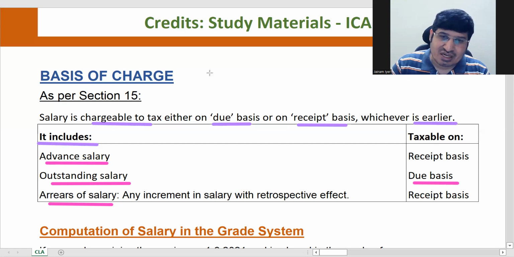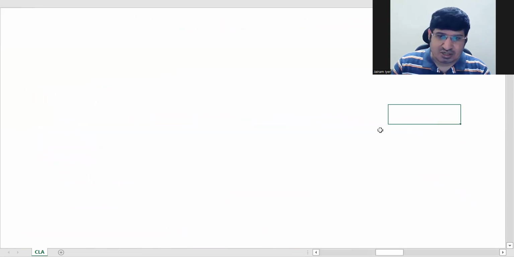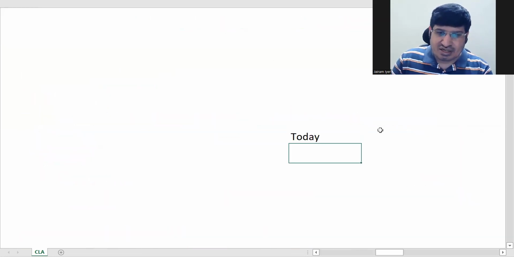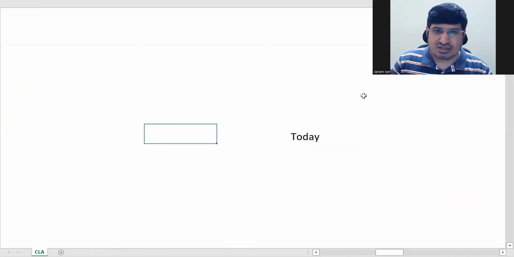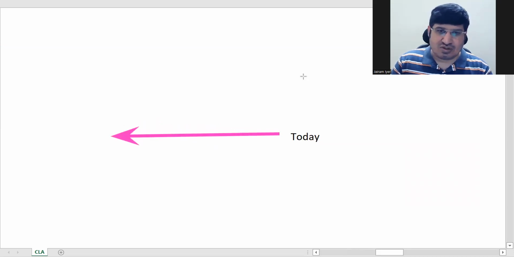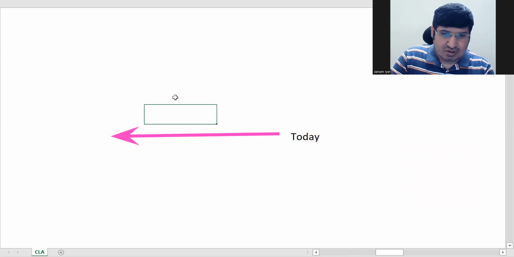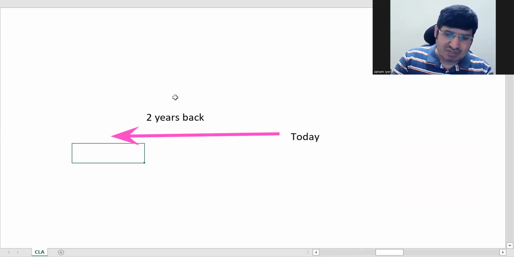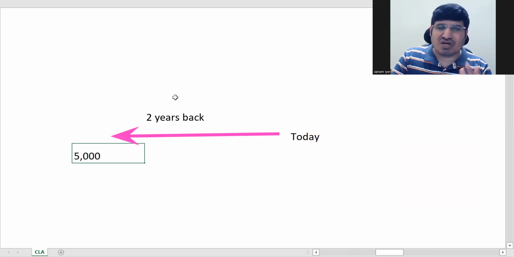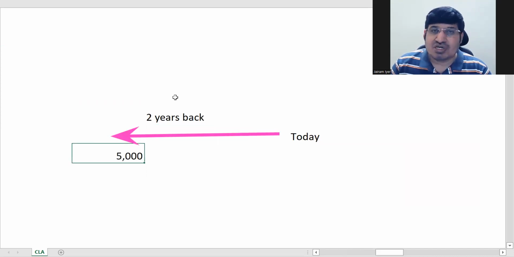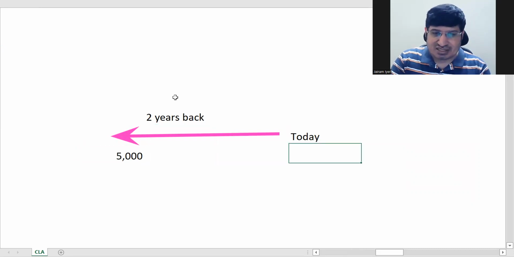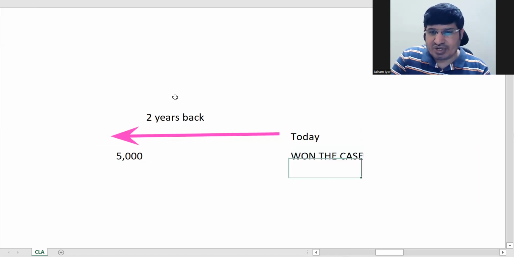Correct? So what I'm trying to say is, say this is today, and 2 years back is here. From 2 years back onwards you should have got a certain increment, say 5,000 per month, but they did not give you. So you are fighting with some authorities regarding this, but today you have won the case.